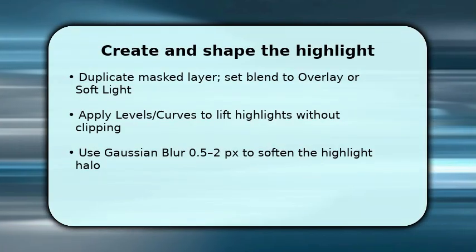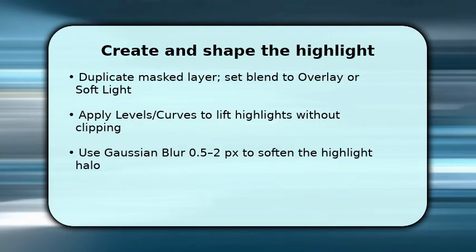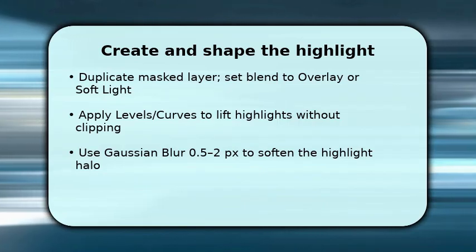You now turn the mask into the actual edge highlight. Duplicate the masked layer and experiment with overlay or soft light to add contrast. If needed, reduce opacity to taste. Apply a curves adjustment to brighten only the masked pixels, pull midtones up gently, and watch blacks retain depth. Soften the transition using a Gaussian blur between 0.5 and 2px.